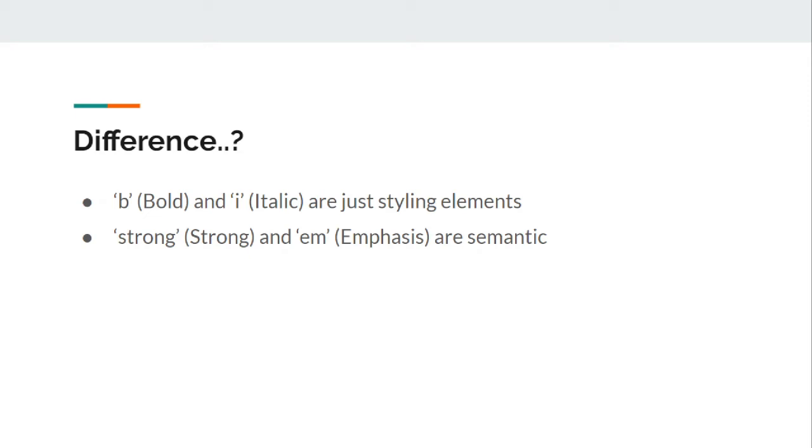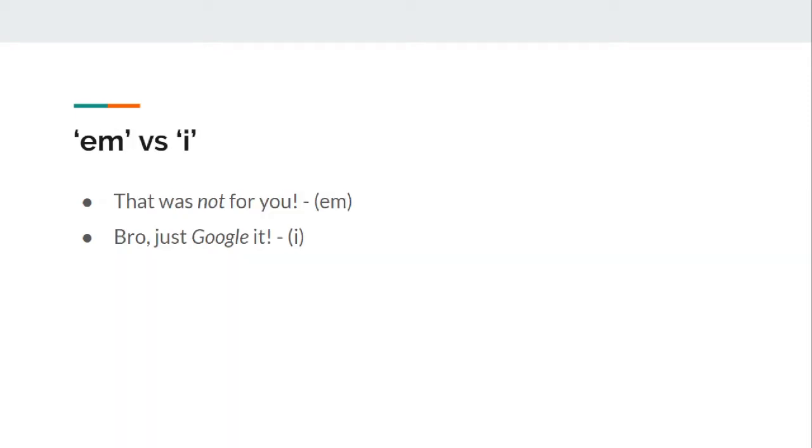And let's see the difference between emphasis and italic. As we saw in the browser, the statement was, that was not for you. Let's consider a scenario where your mom made a juice for your father, but accidentally you drank it, and now she yells at you, that was not for you. So here, that not is very much emphasized in this statement.